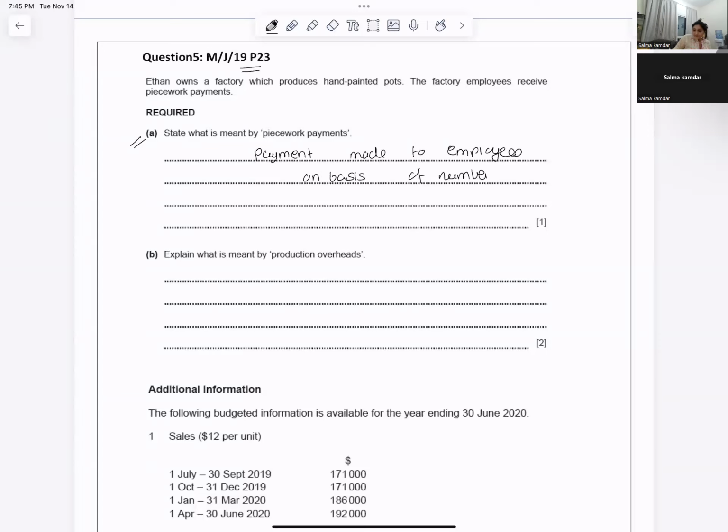So what is piecework payment? Piecework payment is payment being made to employees on the basis of the number of units produced. So that is called piecework payment.